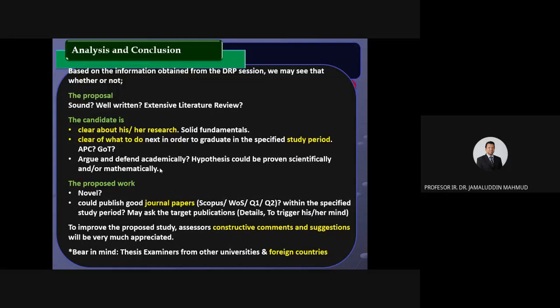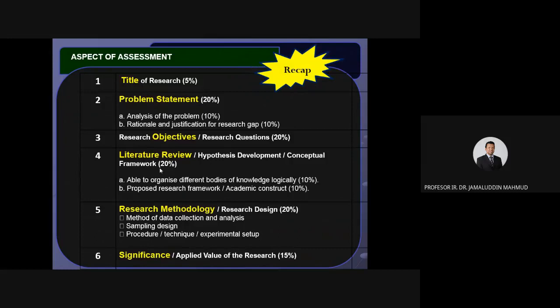So to recap the aspects of assessment in a DRP: the first one is the title and research, 5%; then the problem statement, 20%; the objective, 20%; the literature review or framework, 20%; research methodology, 20%; and the significance or applied value of the research, or commercialization, which could be a product or a patent or something like that, is 15%.